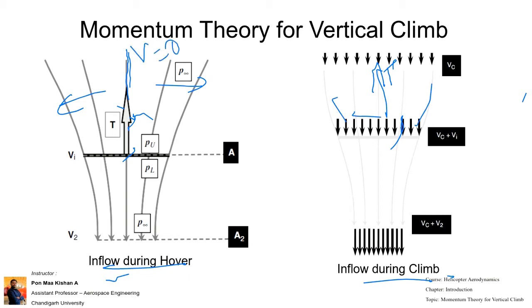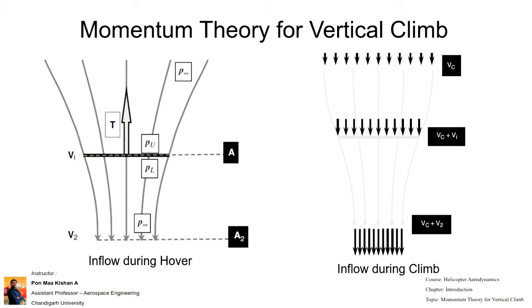During climb, we have to calculate the velocity. V is equal to Vc, so the entering velocity will be calculated as Vc. That is one difference. In hovering, V is equal to 0 because we are not going up; we stay statically in one position. But here we are climbing, that is, we are taking off the helicopter.